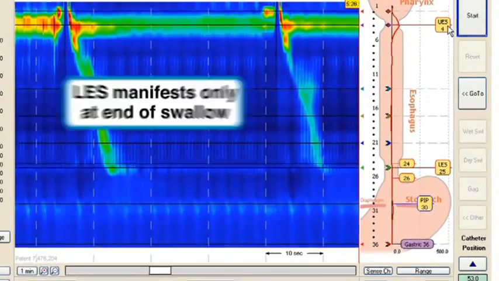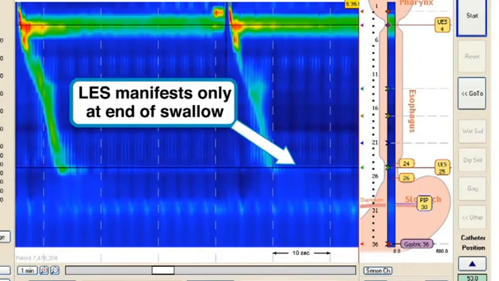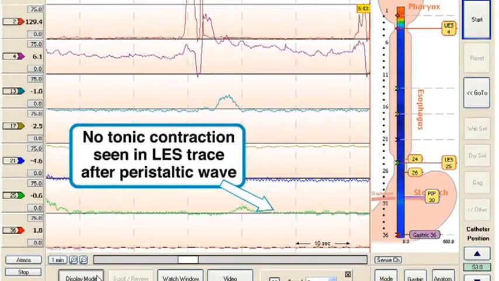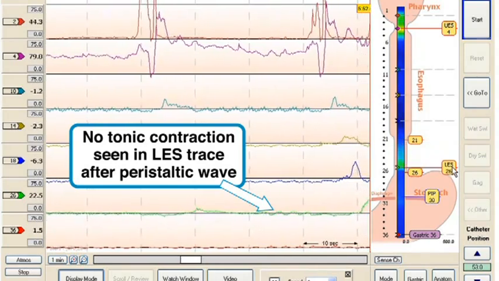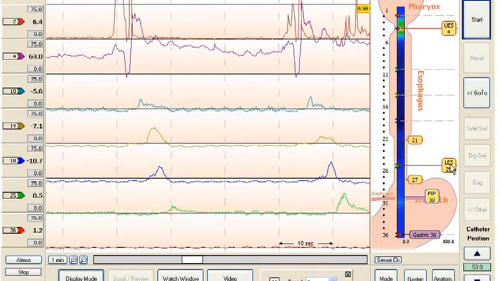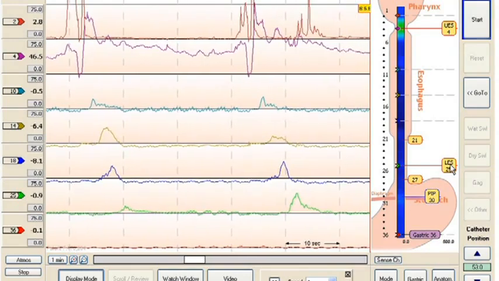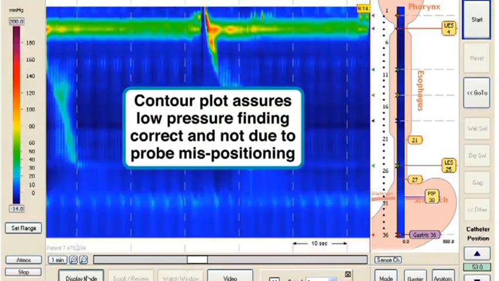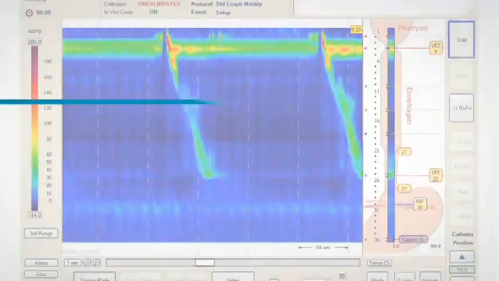The LES pressure manifests only briefly at the end of the swallow with a near complete loss of resting pressure at the sphincter. This loss of tonic contraction is also seen in the green LES line trace. The high-resolution display confirms that this is indeed an extremely hypotensive sphincter abnormality, rather than a case of an incorrectly positioned catheter, a situation that cannot be resolved from data collected with conventional devices.